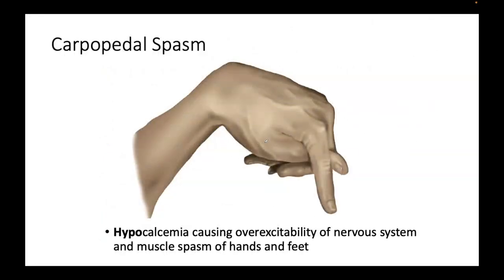One of the ways to determine if there is any type of calcium imbalance, like hypocalcemia, too little calcium, can cause overexcitability of the nervous system, and it can be shown with muscle spasms found in the hand and the feet. And when the thumb goes into that spasm, they call it carpopedal spasm. Okay.